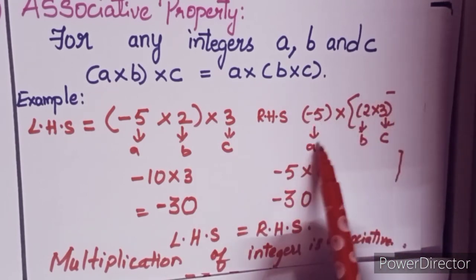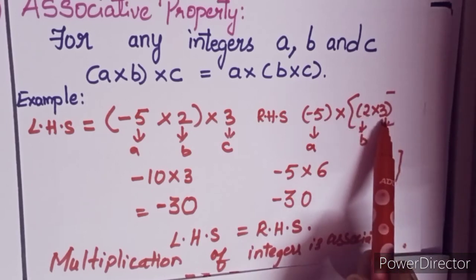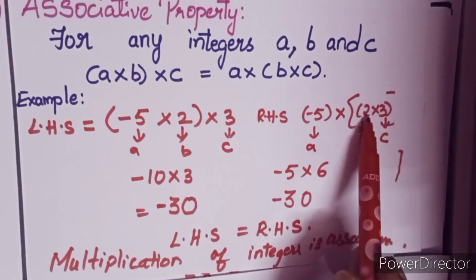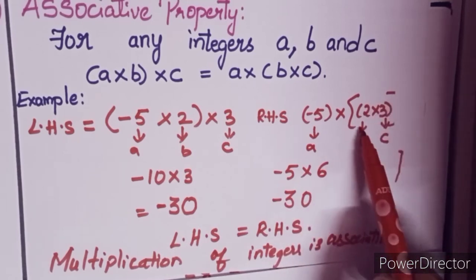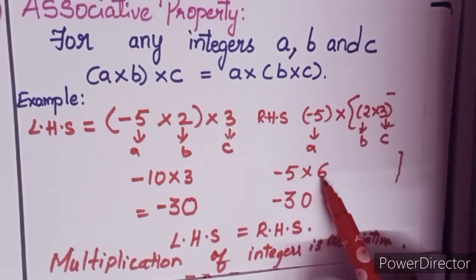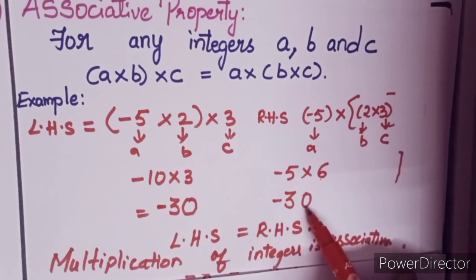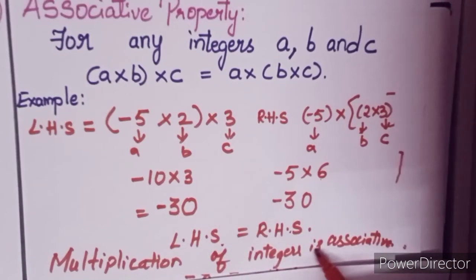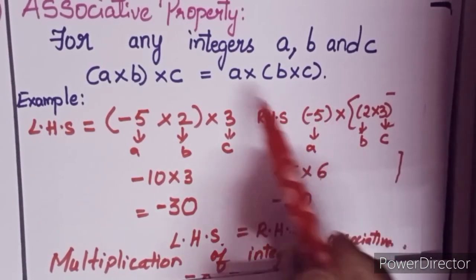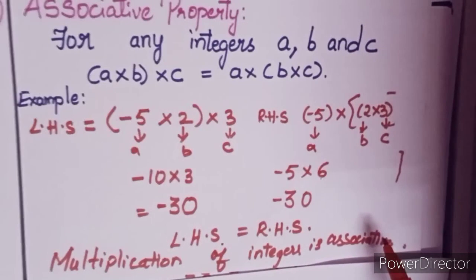Minus 5 into 2 into 3. Here what is minus 5? A. 2 is B. 3 is C, children. So 2 threes, the bracket first we have to do, children. 2 threes are 6. Minus 5 into 6 is minus 30. So LHS equals RHS. So multiplication of integers is associative. Now you have understood, children?